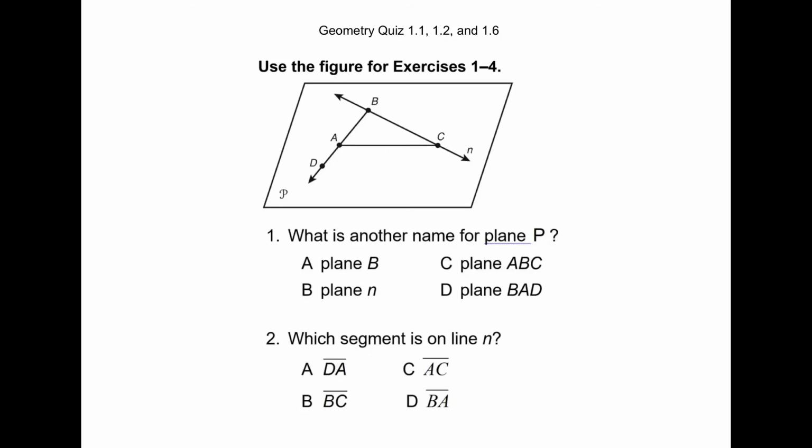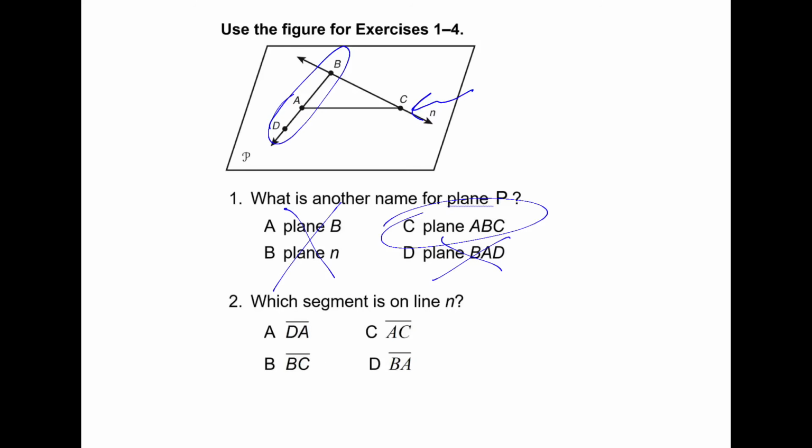Jumping ahead to the review, you might be asked to give another name for a plane. So B and N don't work. N is the name for this line, and B is actually a point on the plane. So you can name a plane by any 3 points that are not on the same line. Notice BAD are all on the same line. That's why you have to choose plane ABC.